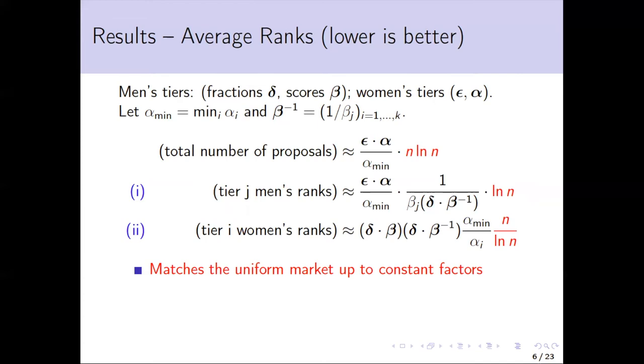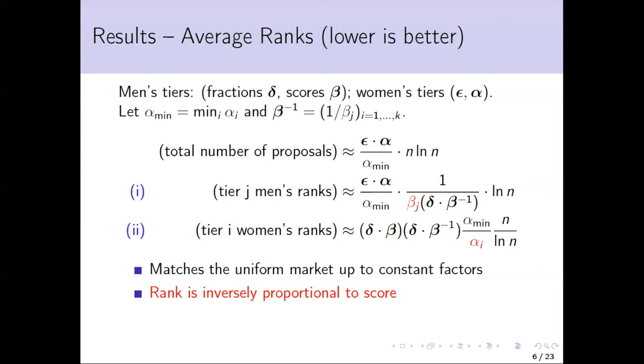Namely, it is log N for men's average rank and N over log N for women's rank. Apparently, men who are proposing here have a very large advantage over women who receive proposals. And second, at the individual level, a man or woman's expected rank is essentially inversely proportional to his or her score, as you can see in the dependency on alpha_i and beta_j in the denominator.